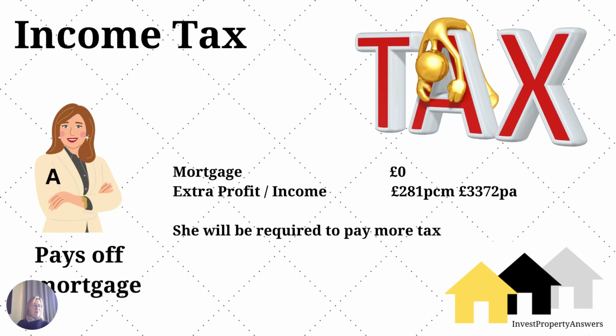Now let's imagine person A, Alex, ignores the two fundamental principles and pays the mortgage off. Let's look at what happens. Alex's mortgage is now zero, but the trouble is this gives her an extra £281 per month profit. That is £281 extra income a month. So what is the reward the government gives Alex for paying off the mortgage? Well, for Alex, the reward is she will be required to pay more tax. All because she paid the mortgage down, she pays more tax.